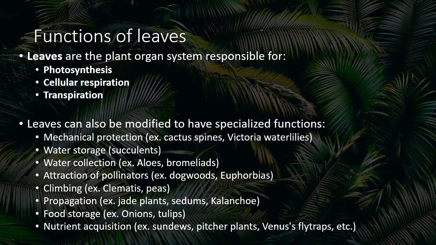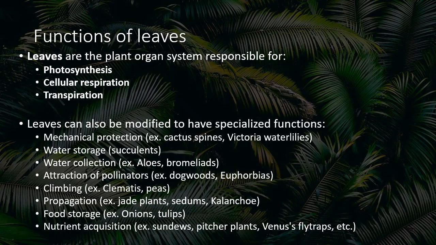Leaves can also be modified to store water, as we see in many, many different kinds of succulent plants. Leaves can be modified for water collection. Many plants have leaves that are arranged in such a way that when rainfall hits the leaf surface, the water is funneled toward the stem and either down to the roots, or it could be held within these buckets that the leaves make, which is something we see in bromeliads, which helps the leaf hold water.